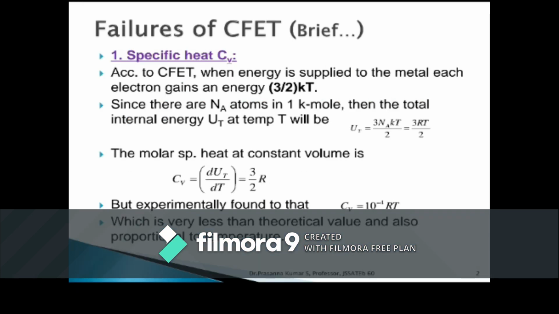Classical free electron theory fails to explain the specific heat of solids. What do you mean by specific heat? It is the amount of heat required to raise the temperature of the substance by 1 degree. That's how we define the specific heat. Here CV refers to the specific heat at constant volume. You know that it is the amount of heat required to raise the temperature of the substance at constant volume by 1 degree, isn't it?